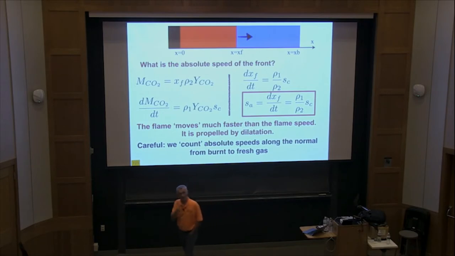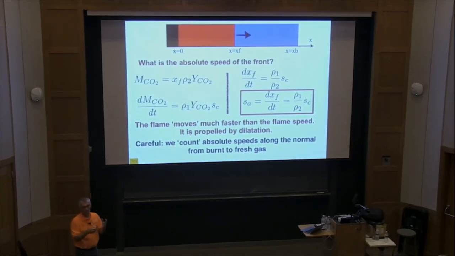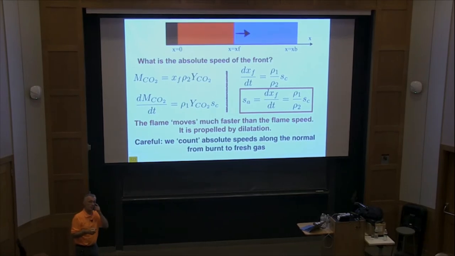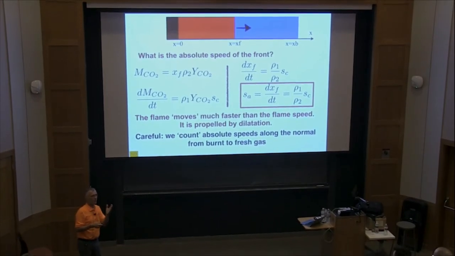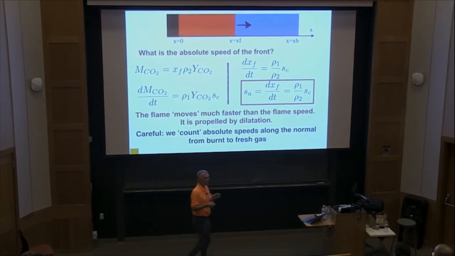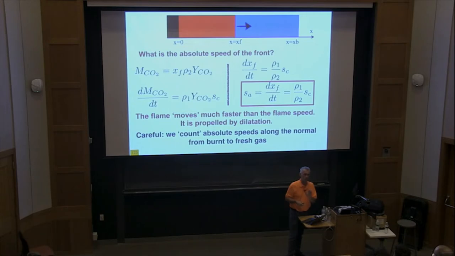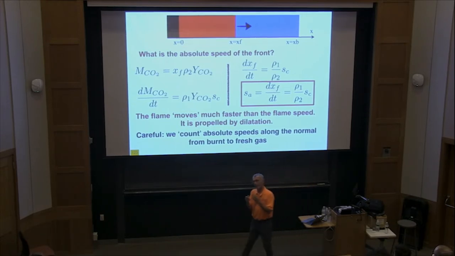Which means that if the flame speed is 1 meter per second, and you do the experiment at home, you will see that this point does not move at 1 meter per second, but at 7 meters per second. Okay? And you see, by the way, that you shouldn't trust the absolute flame speed or the displacement flame speed to see if a flame is fast or not. Why is it so? It's because of dilatation.